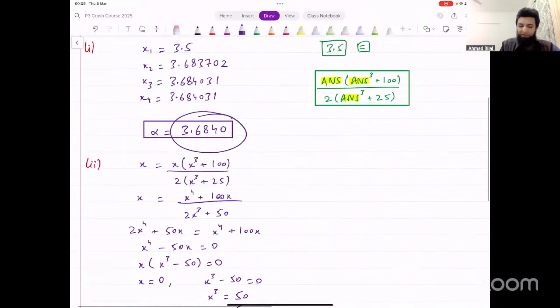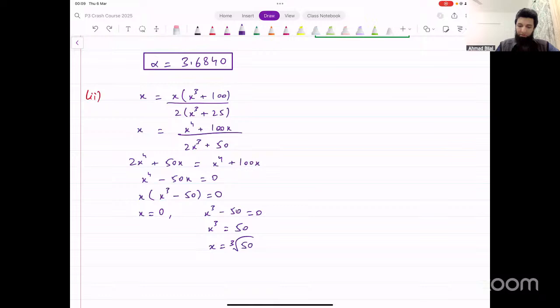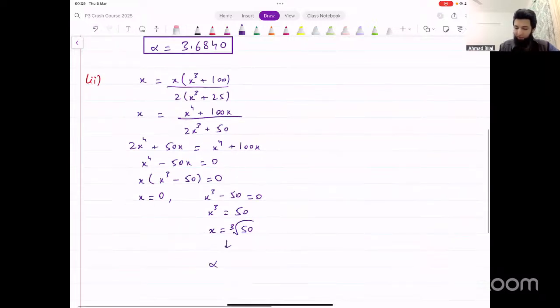Now, alpha is equal to 3.6840. Now, that's clearly not 0, right? So 0 is not possible. This is the only possible answer. We say the exact value of alpha, therefore, is cube root of 50.